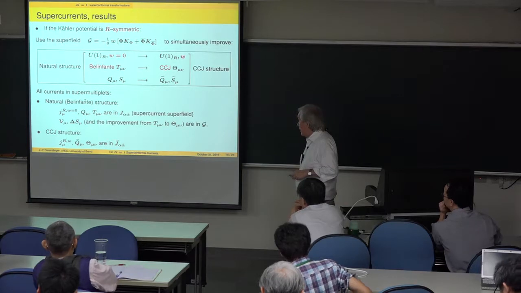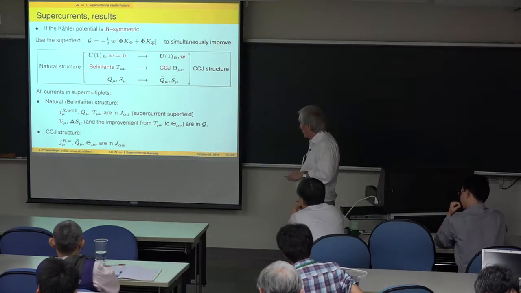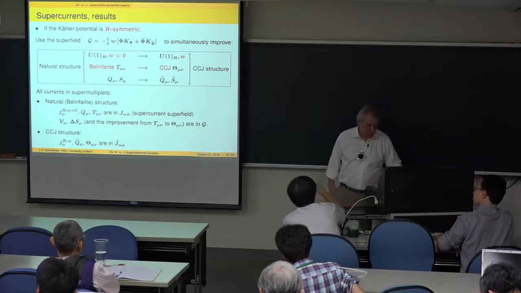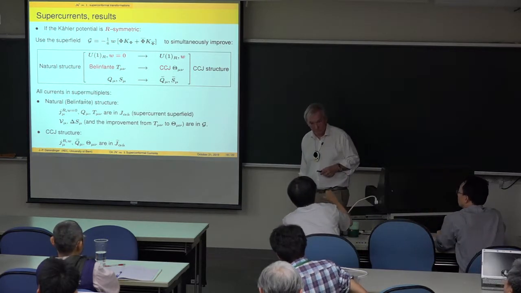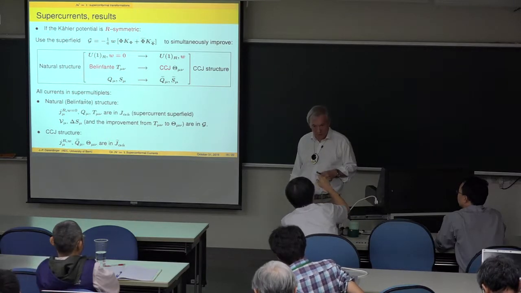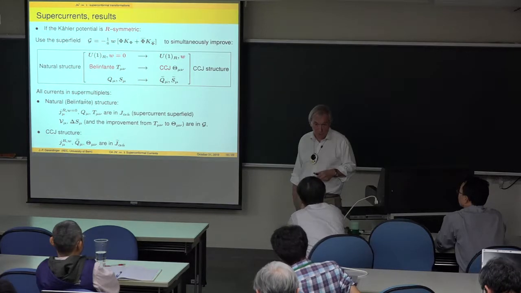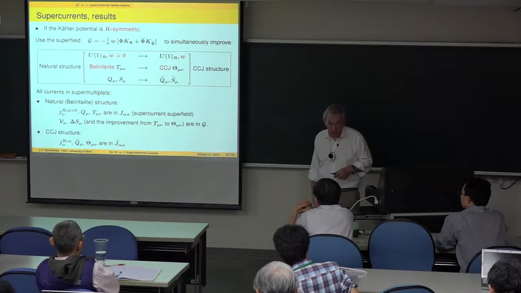Now the CCJ structure, of course, everything is in what would be the supercurrent superfield. What was the gamma dot S condition which is often discussed? Irreducibility condition. It's currents. These are currents, off-shell currents. So there is no reason to impose them. These are just off-shell currents.